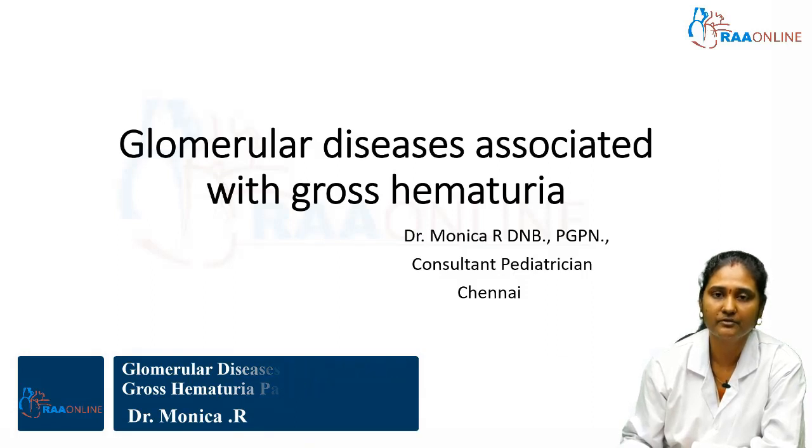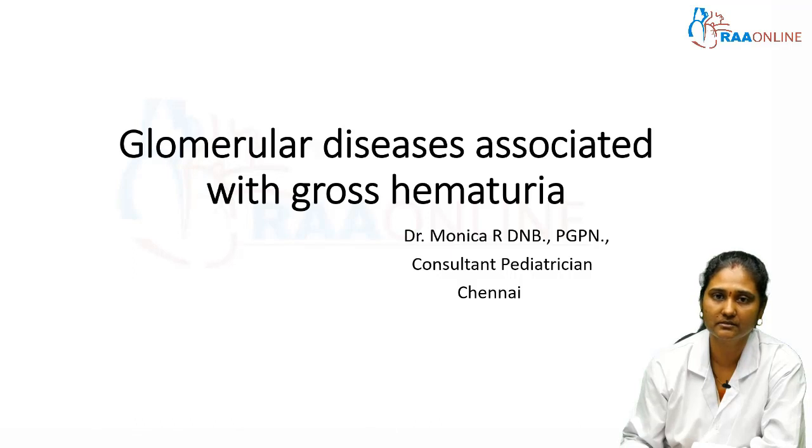So today's topic of discussion is going to be about the glomerular diseases which are associated with gross hematuria. In our previous discussion, we saw the general approach to a child with hematuria. Particularly today we are going to see the isolated renal disease, that is, glomerular causes associated with gross hematuria. In that too, the most common causes, like 4 conditions, we are going to look at in detail.